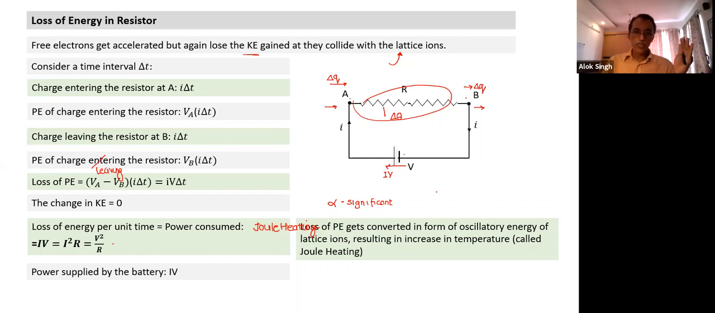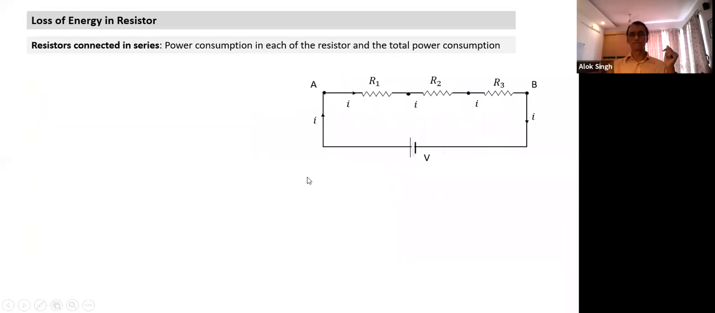So loss of potential energy gets converted in the form of oscillatory energy of lattice ions, resulting in an increase in temperature called Joule heating. That's a summary of what we discussed. Does it make sense? As the current flows, it is losing potential energy. Where does this energy go? First to electrons and then into lattice ions in terms of oscillation energy, because they cannot have translational kinetic energy. That results in an increase in temperature, called Joule heating. And at times the temperature remains constant because the rate of radiation also remains the same.